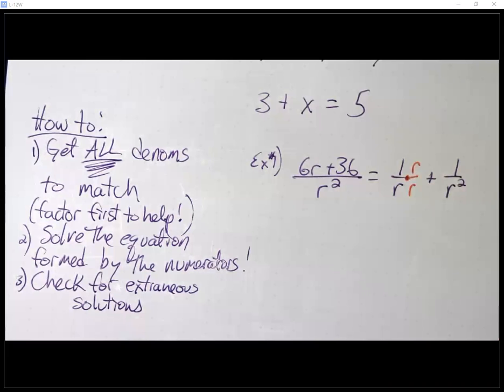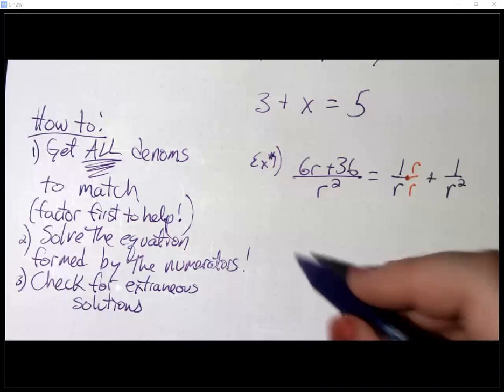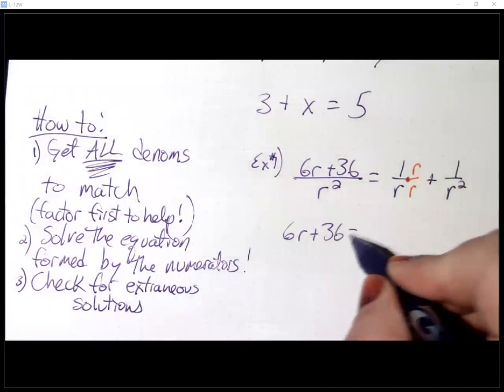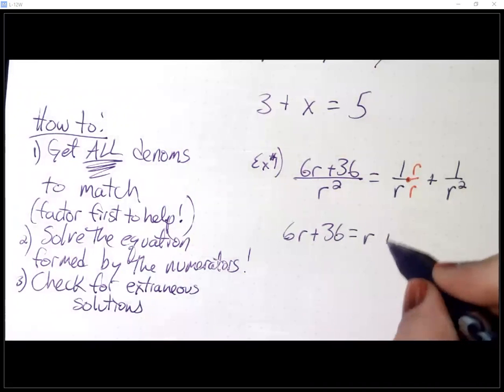Now, can we agree that all of my denominators match? Everybody is r squared? So step 1 is now done. All the denominators match. So now watch, everybody. You ready? Watch this magic. Once all the denominators match, in my second step, I'm literally going to ignore the denominator completely. And I'm just going to write 6r plus 36 equals 1 times r is just r plus 1. And I just solve that equation.